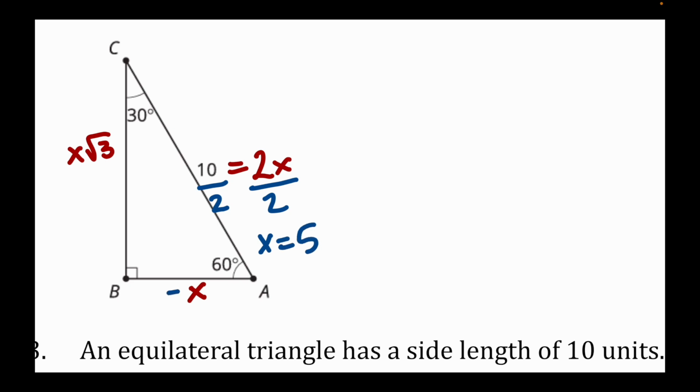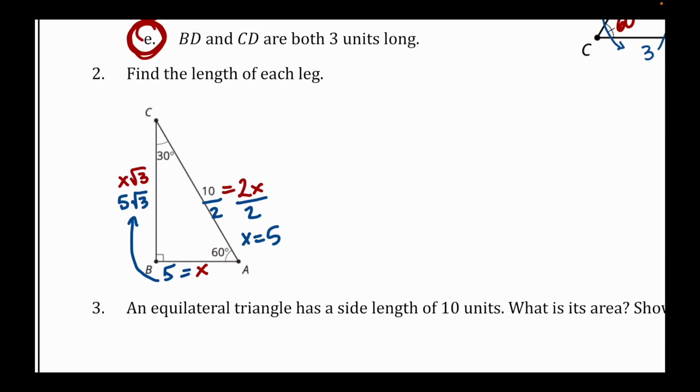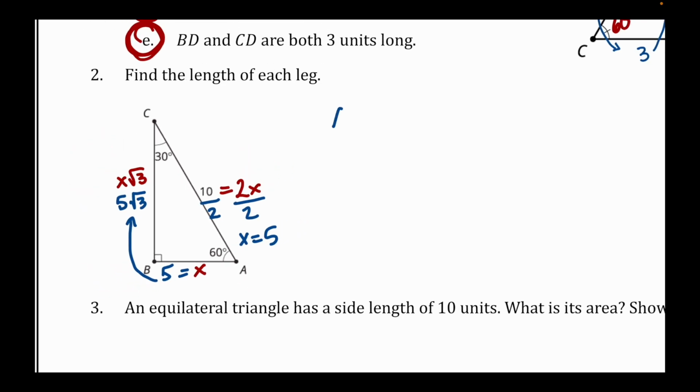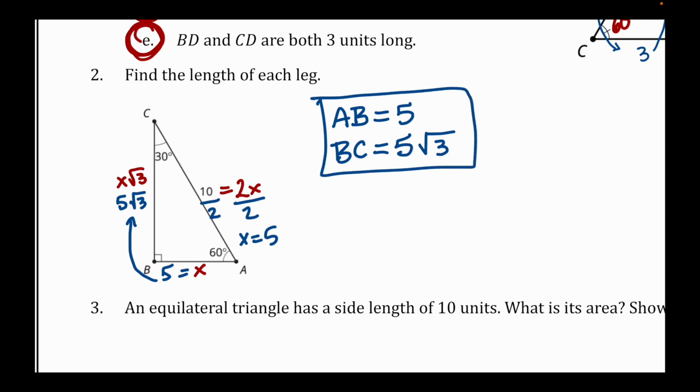So I know I can say this is 5, and once I plug that in, this just becomes 5 times the square root of 3. So I'm just going to write them out so that I actually have a definitive answer here. I'm going to say AB is equal to 5, and that BC is equal to 5 square root 3. And these are my formal answers to that question.